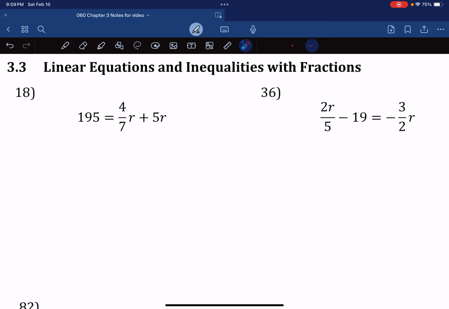In this first problem, we have two variable terms. We want to combine like terms. The coefficients need to be added together. In order to do that, we need to have common denominators. So I'm going to take the 5 and turn it into an improper fraction with a common denominator of 7 so that I can add those two fractions together.